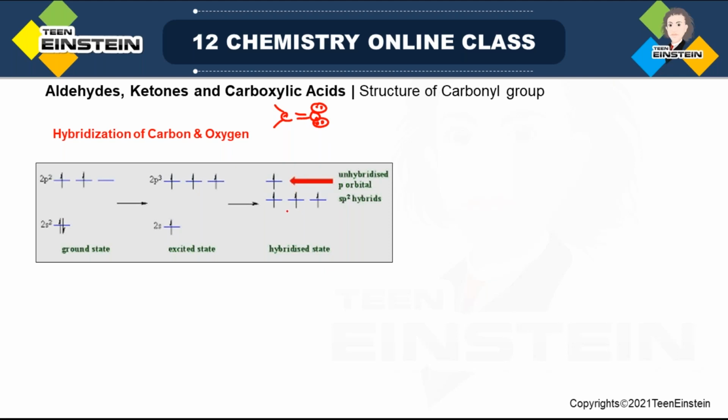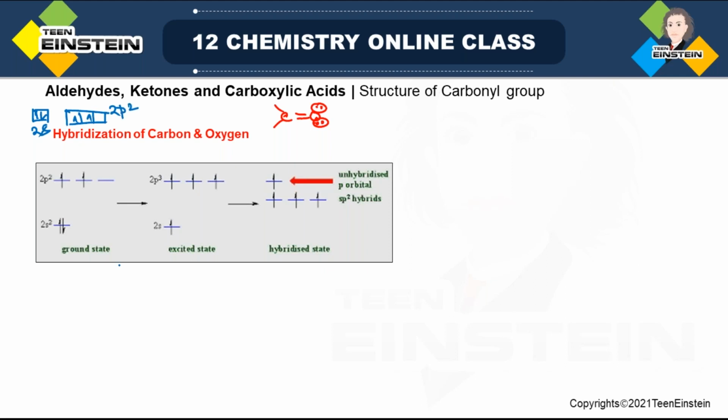So what is the hybridization of carbon? Let's see first. Carbon, if we consider which group it is from, is from group 14 and second period. Group 14 means its valence electrons will be 4. So it is actually 2s2, 2p2.